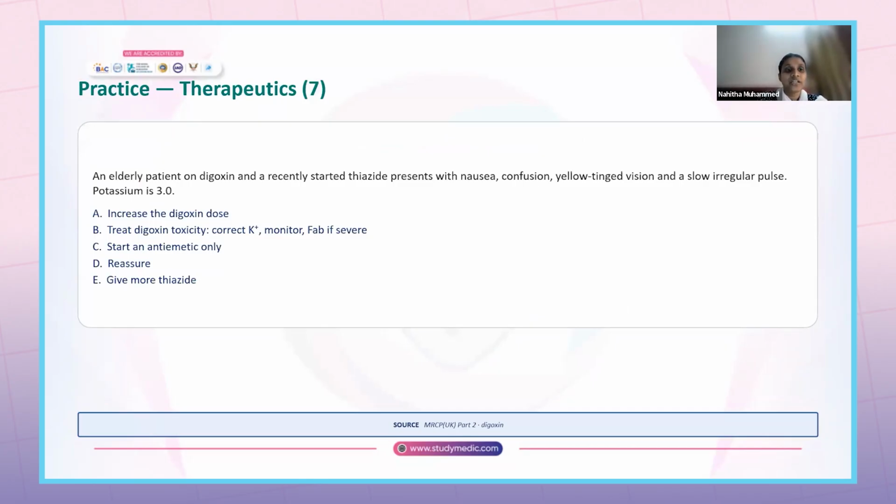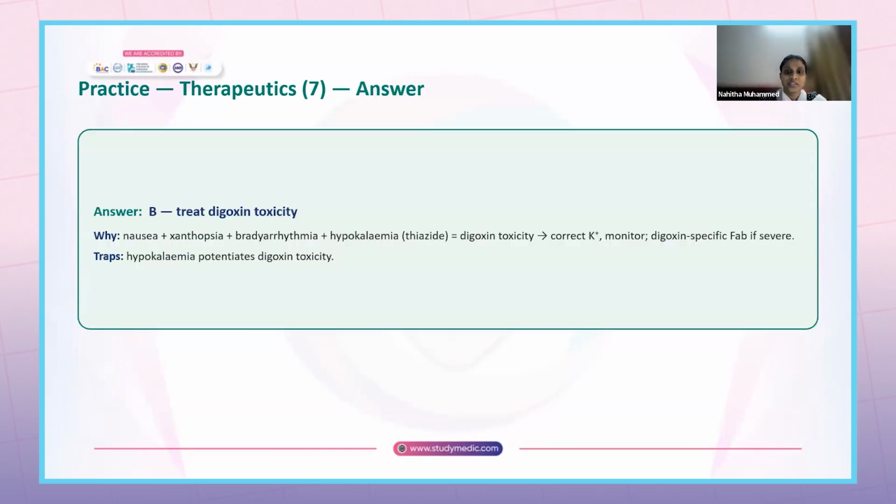An elderly patient on digoxin and a recently started thiazide presented with nausea, confusion, yellow tinged vision and slow irregular pulse. Potassium is 3.0. So there is hypokalemia. So here it is digoxin toxicity. Option is B: treat digoxin toxicity with digoxin specific fragments.